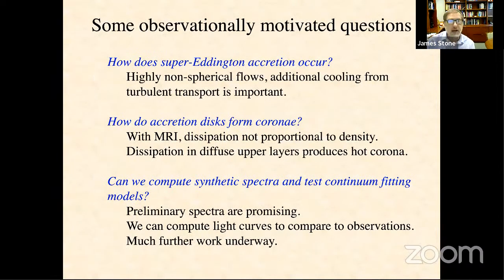I know I'm running out of time here, by returning to those observational questions. How does super-Eddington accretion occur? Well, we think it occurs from these non-spherical geometries, with cooling from turbulent transport being an important ingredient of the flow. It's important for cooling the disk and allowing photons to escape the system. How do accretion disks form corona? Well, we see in these sub-Eddington disks that above the photosphere, the plasma is unable to cool, and that you can generate very, very hot plasma.